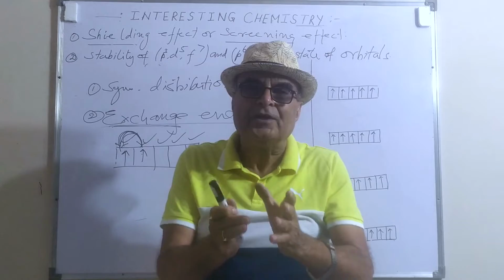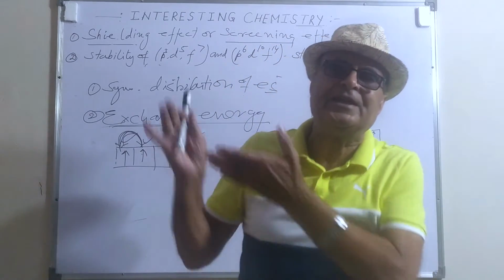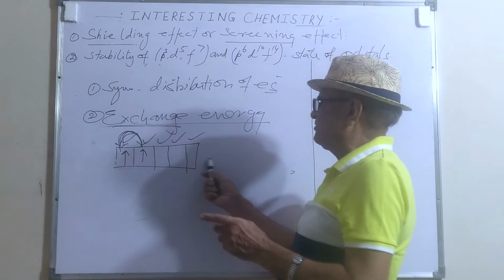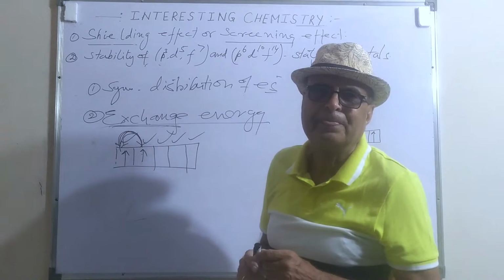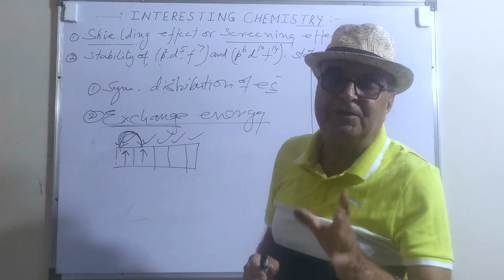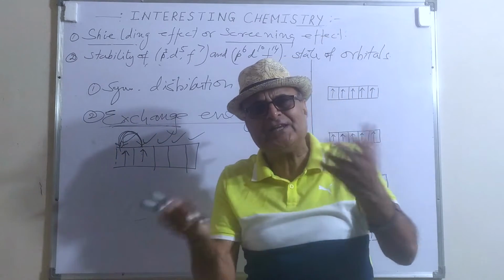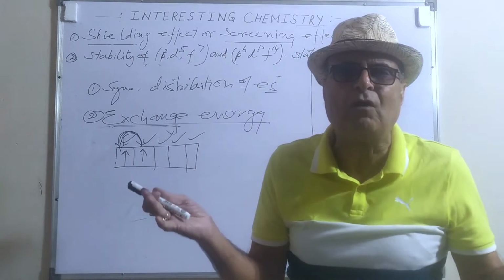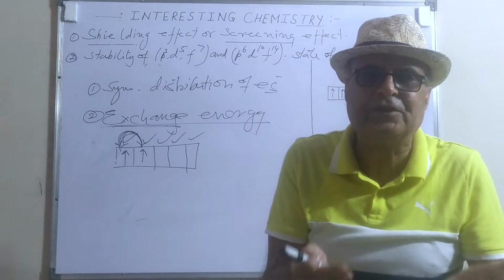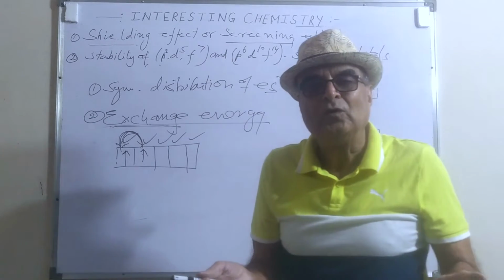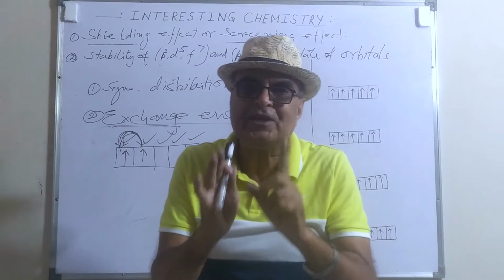When the energy of these orbitals is reduced, the total energy is reduced and the stability will increase. So due to the exchange energy, the energy is reduced, hence the stability of degenerate orbitals will increase.